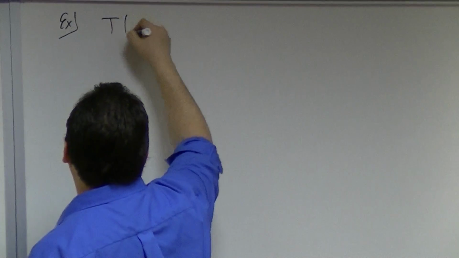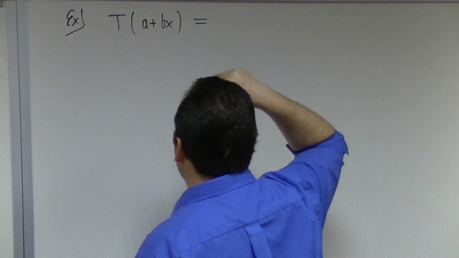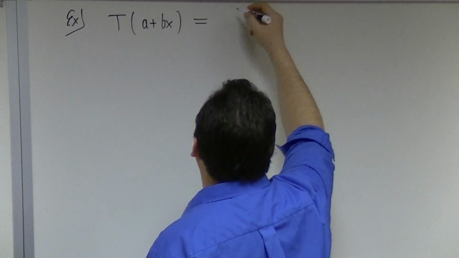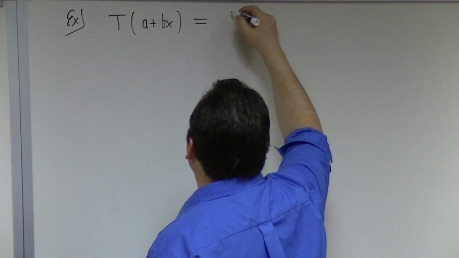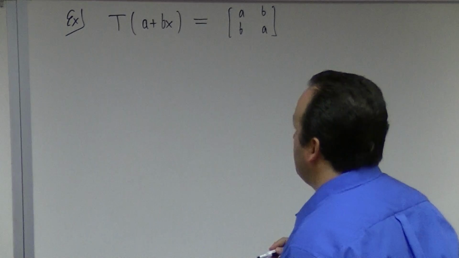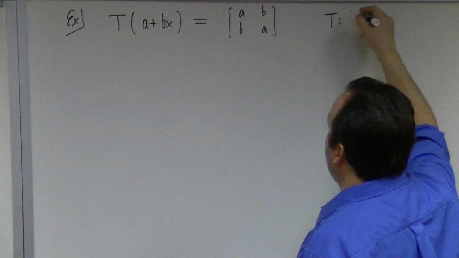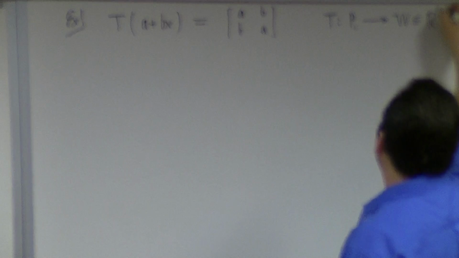If I have t of, let's say, try to keep it relatively simple, a plus bx equals, let's say, A, B, B, A. So here, t is mapping from first order polynomials to W, which is a subspace of R 2 by 2, where W is the span of gamma, and I'm saying gamma is equal to 1, 0, 0, 1, 0, 1, 1, 0, my choice.